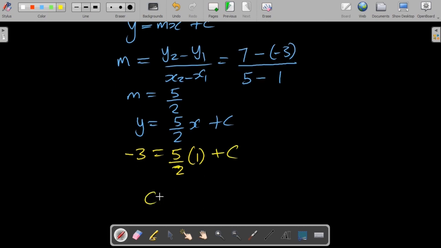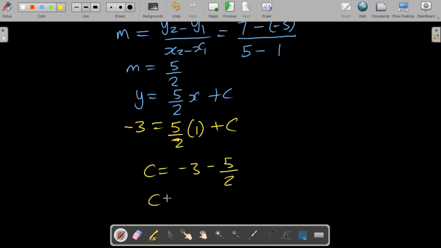So we now have c equals minus 3 minus 5 over 2. And this should give you a c of negative 11 over 2. So now your function is y equals 5 over 2 x minus 11 over 2.